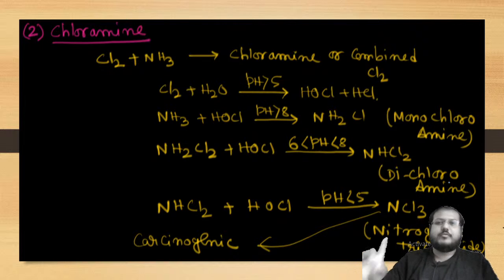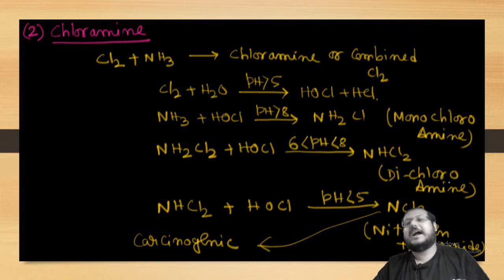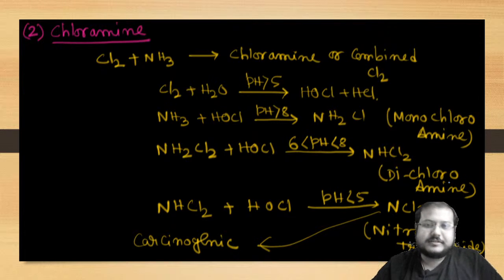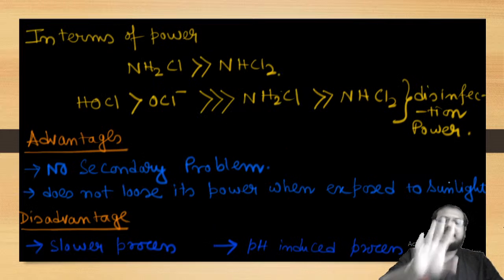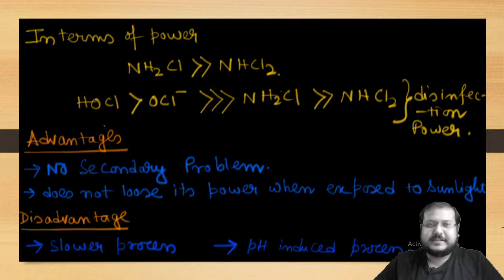Among these three forms, NH2Cl, NHCl2 and NCl3, NCl3 is carcinogenic, so leave that from our discussion. Monochloroamine is much better than dichloroamine, so pH should be higher in this case. But whatever the process, monochloroamine or dichloroamine, all are much slower than HOCl or OCl minus. In terms of power, monochloroamine is much greater than dichloroamine. But HOCl is greater than or equal to OCl minus, and much greater than monochloroamine and dichloroamine.